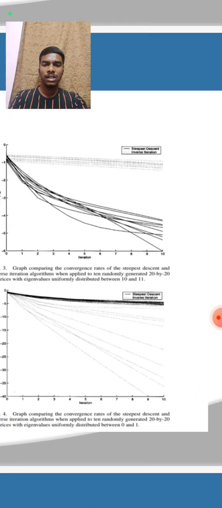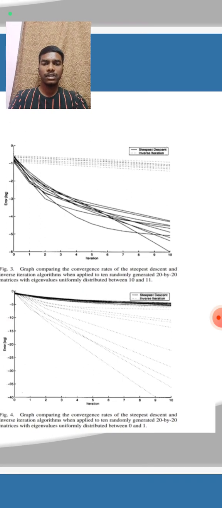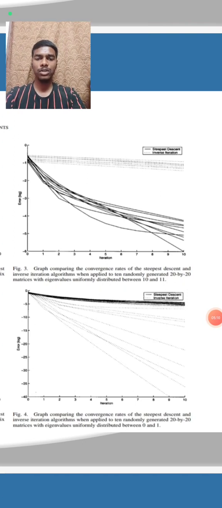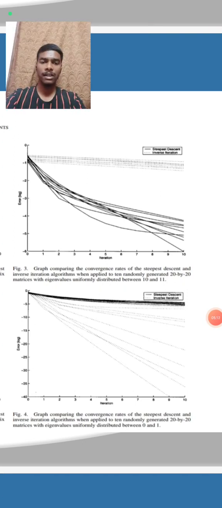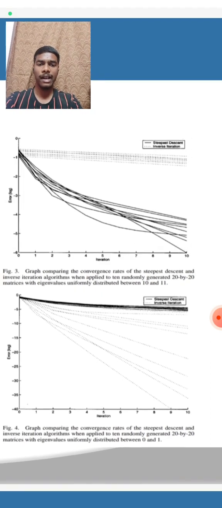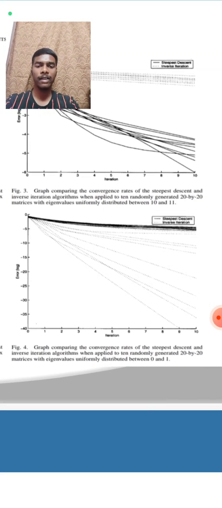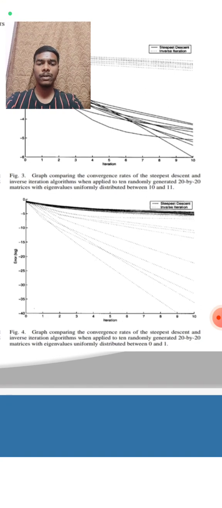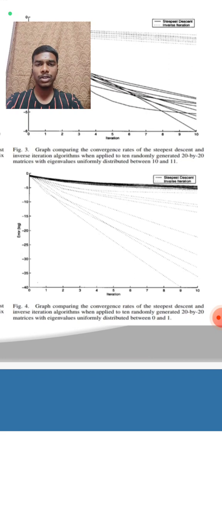The third graph compares the convergence rates of steepest descent and inverse iteration algorithms applied to randomly generated 20 by 20 matrices with eigenvalues uniformly distributed between 10 and 11. Here's the graph, and let's go to the figure 4 graph. It compares the convergence rates of the steepest descent and inverse iteration algorithms when applied to 10 randomly generated 20 by 20 matrices with eigenvalues uniformly distributed between 0 and 1.